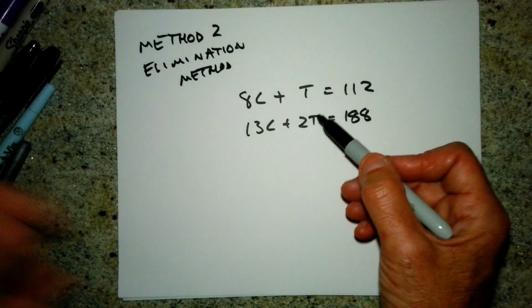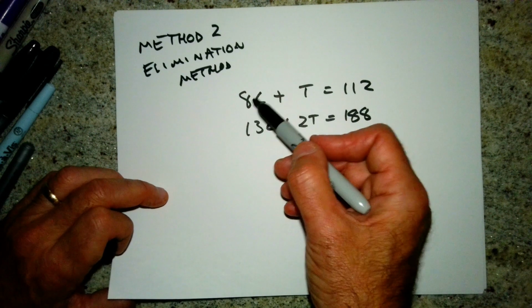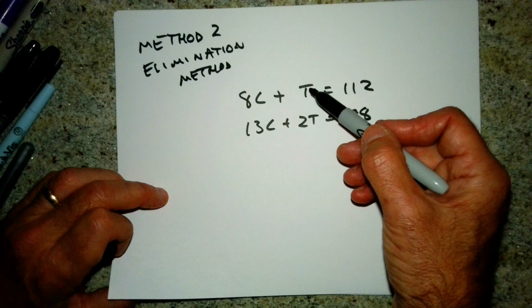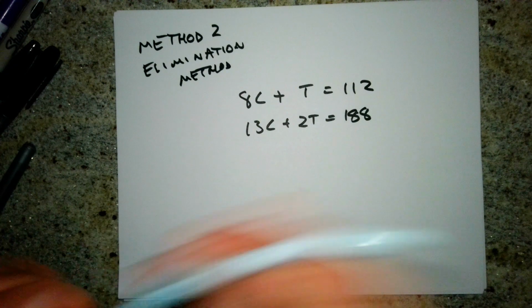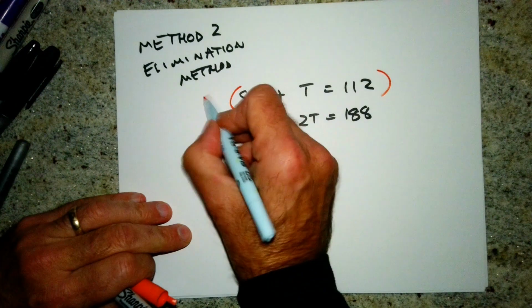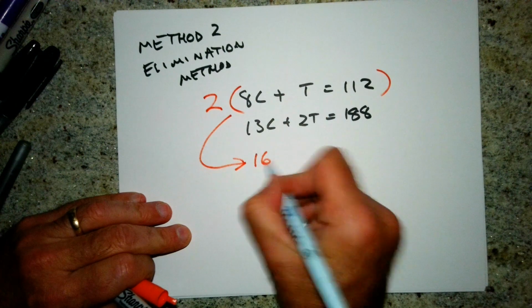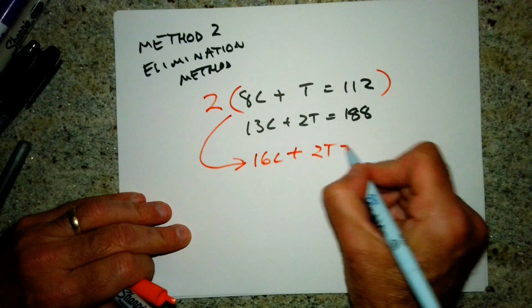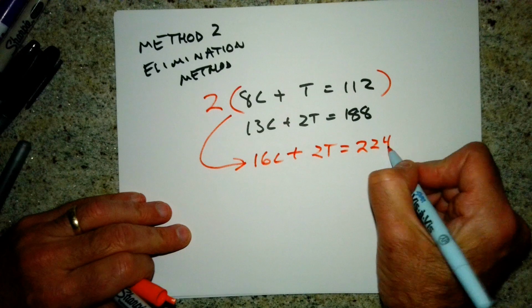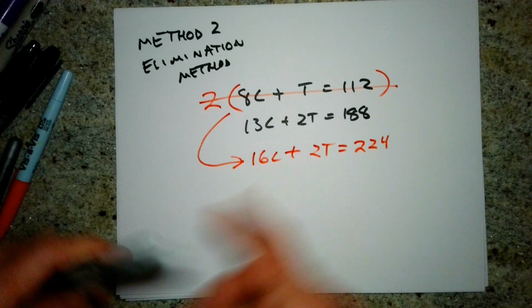So notice t is going to be easier. That's 8 and 13. It's hard to get those coefficients to match. I'd have to multiply that by 13 and that by 8. But here, look, that's t and 2t. So what I can do is multiply the entire equation on top by the number 2. I'll write it down here. 2 times 8c is 16c, 2 times t is 2t, and 2 times 112 is 224. And now I cross that one out because I replaced it with this orange one.